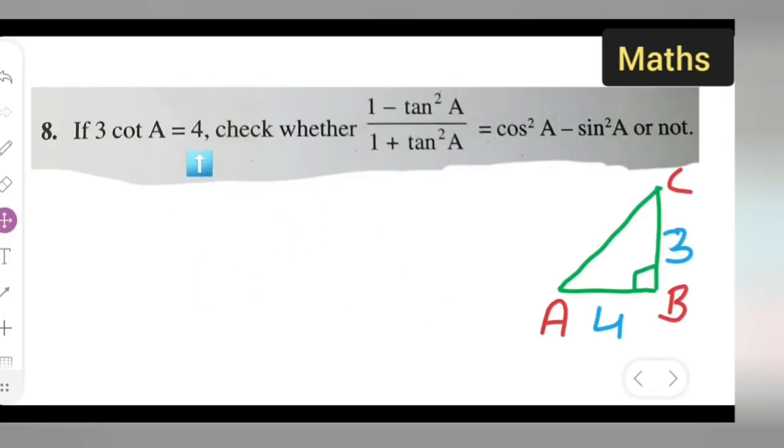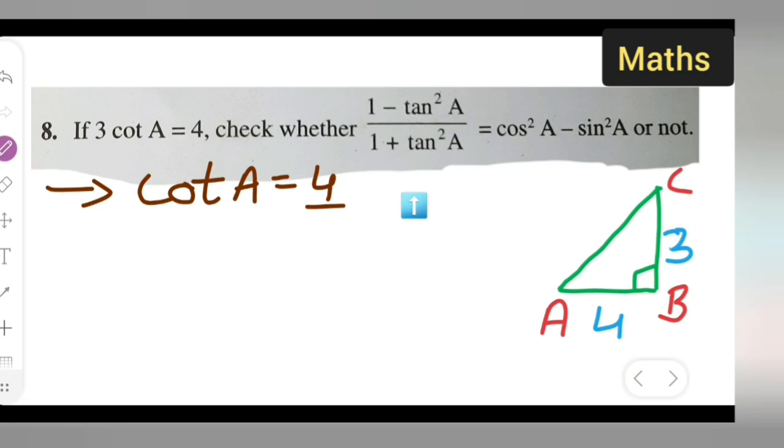If 3 cot A is equal to 4, we need to check whether 1 minus tan square A upon 1 plus tan square A is equal to cos square A minus sin square A. We need to check if this thing is equal to this or not. Okay, so let us see. I have drawn a triangle, that is ABC. In this triangle, what is cot A? Given that cot A is nothing but 4 upon 3, right?